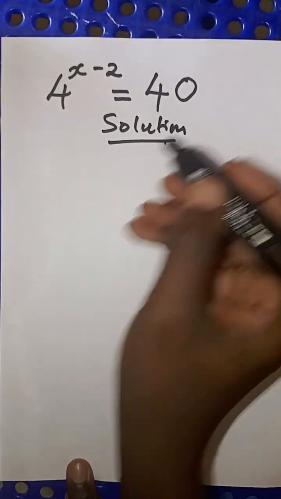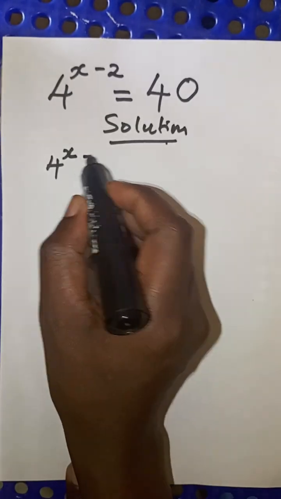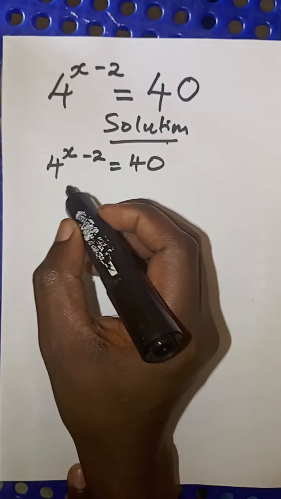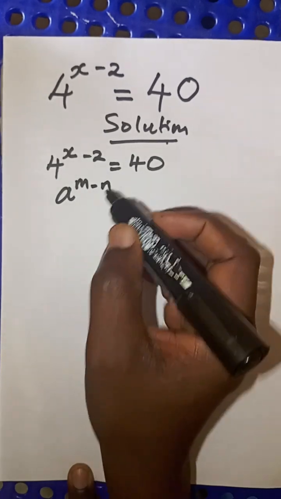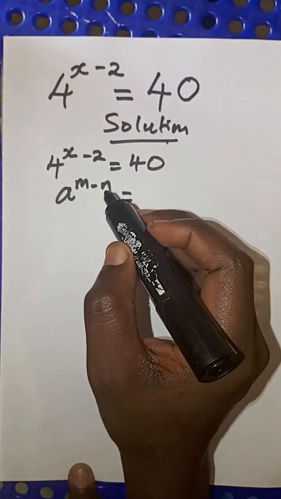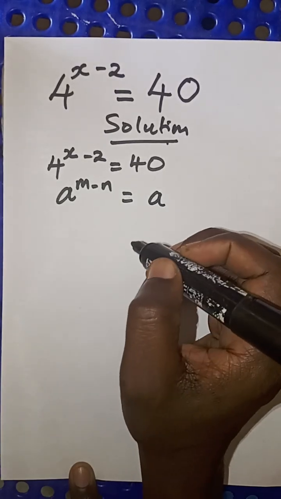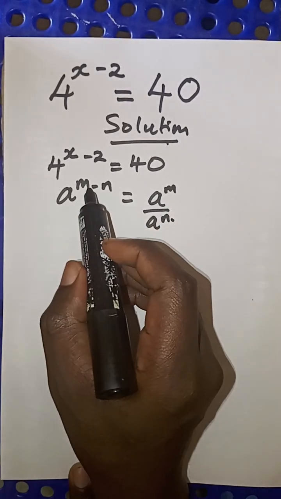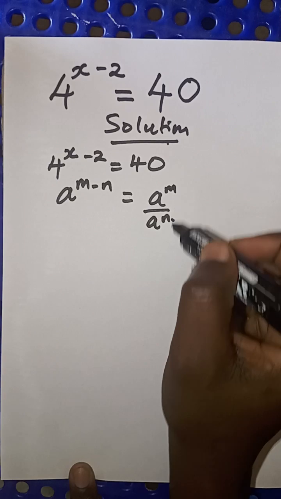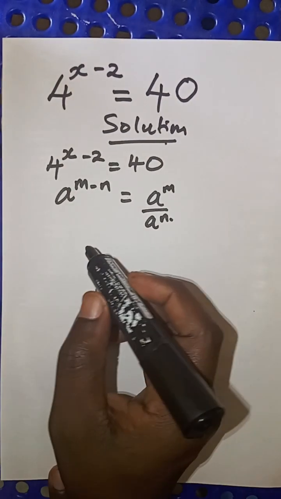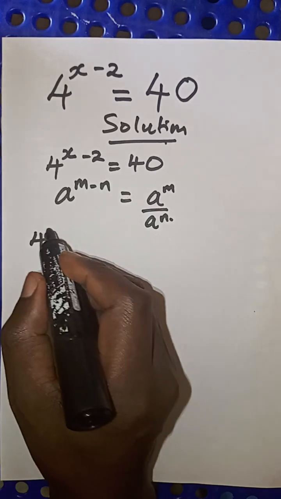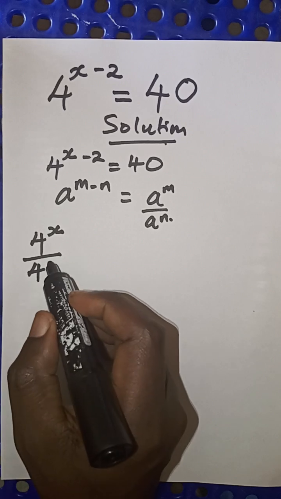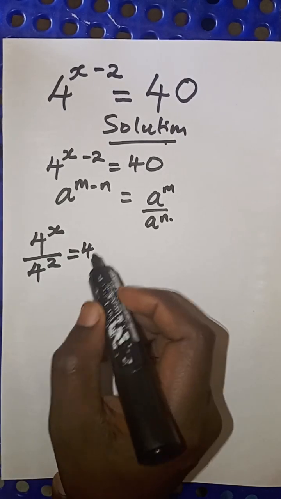So on the solution part, I have 4 raised to x minus 2 is equal to 40. You need to recall that wherever you have a raised to m minus n, this type of index can be separated as a raised to m divided by a raised to n. So when the powers are subtracted, this is what we're going to do. Applying that here, I end up with 4 raised to x divided by 4 raised to 2 should give me 40.